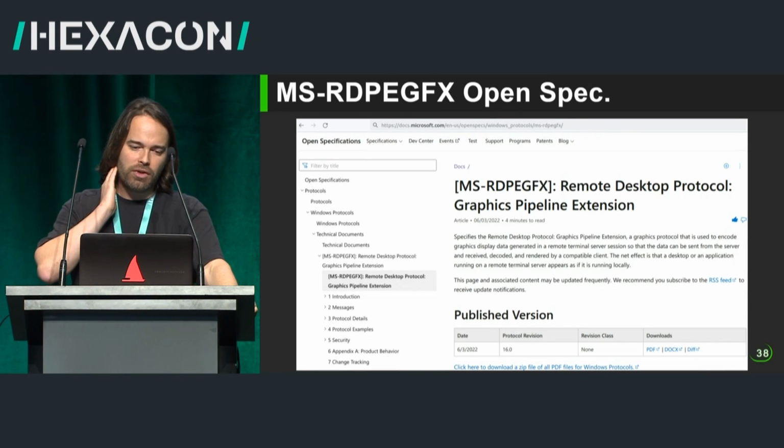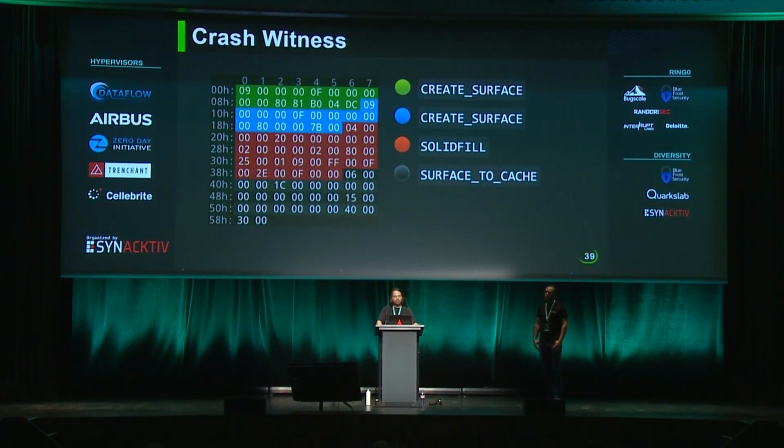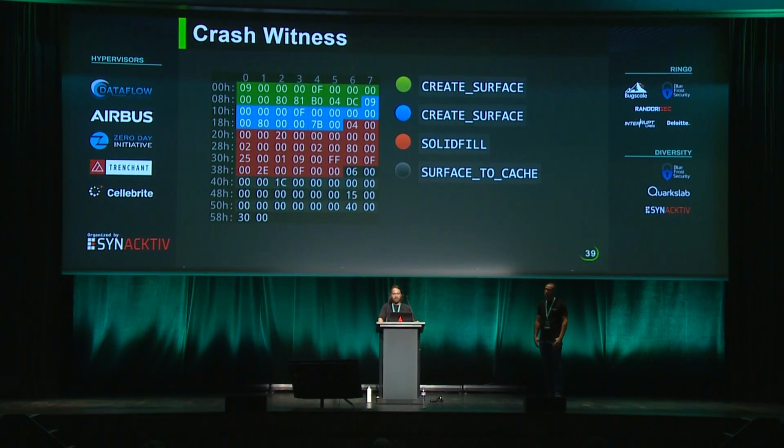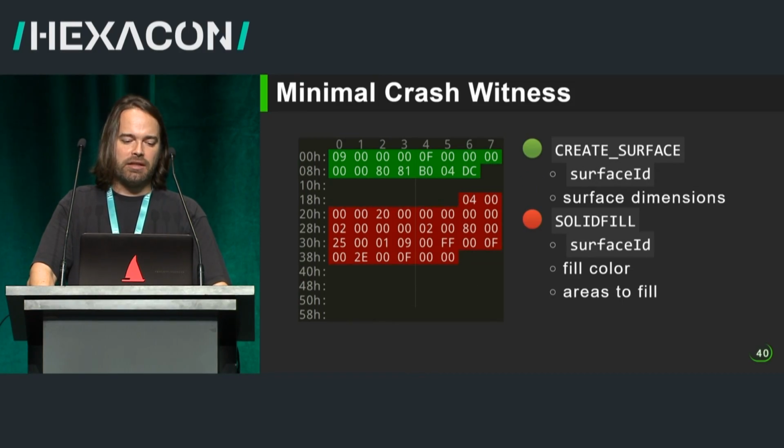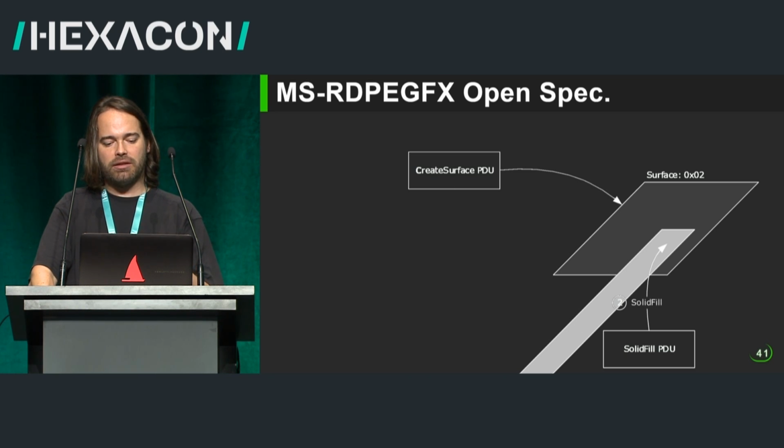we decided to look at the specification, and our crash witness was relatively small, just 2 create surface, 1 solid fill, and 1 surface to cache. We minimized it just by removing the PDUs one by one and looking if the crash was still there. So it's just a create surface followed by a solid fill. And looking at the parameters, this is actually what is happening. We are creating a surface and filling a rectangle on that surface that overflows out of the surface. So this is consistent with an access violation right.